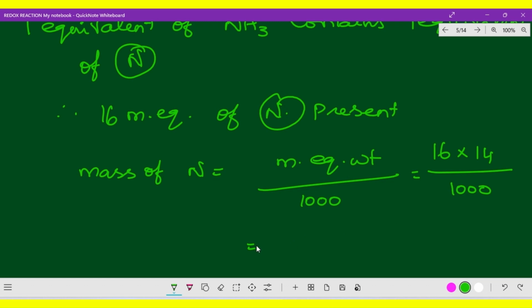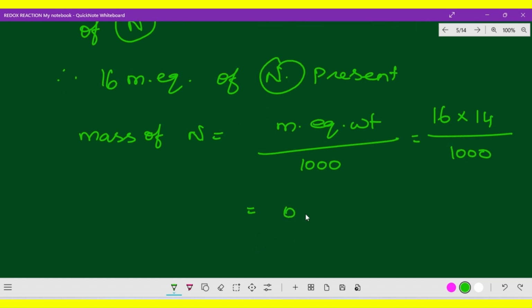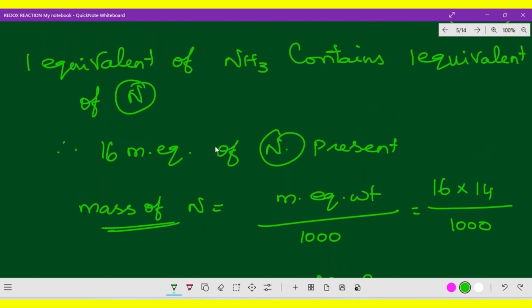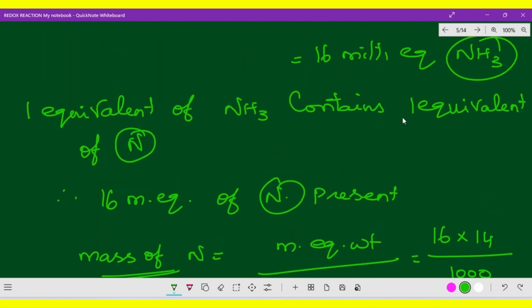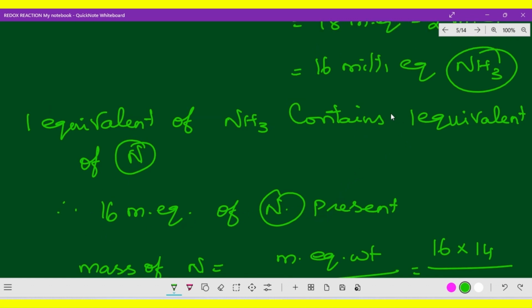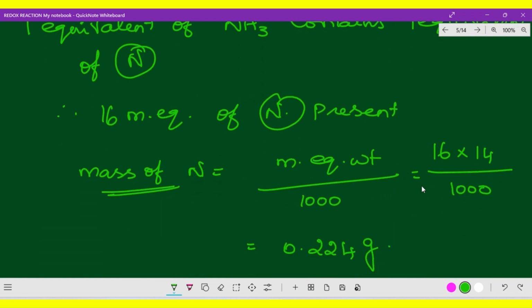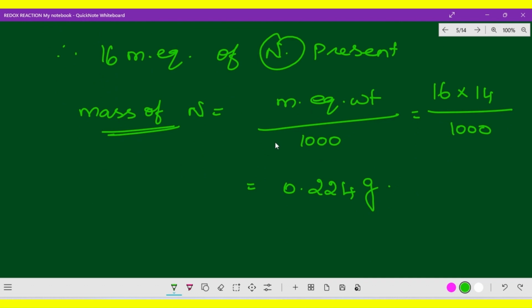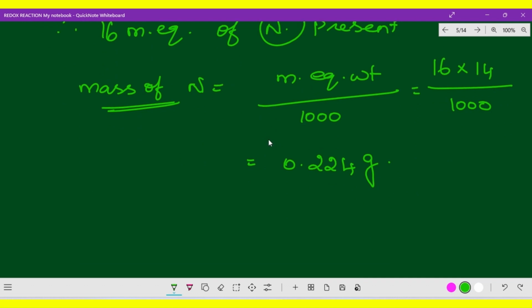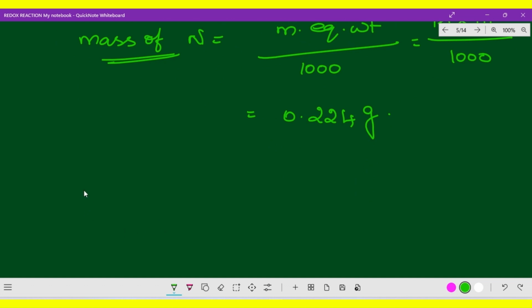Okay, so here how much will you be receiving? 0.224 gram you will be receiving as mass of nitrogen. Listen once again, I'll explain. Here one equivalent of ammonia contains one equivalent of nitrogen. Therefore 16 milli equivalent of nitrogen is present here in that ammonia. How much is that? 16 milli equivalent of ammonia, nitrogen how much is it? So 16 into 14 divided by 1000. Milli means 1 over 1000, so make it 1 liter, that means 1000 divided by 1000. Right, okay.